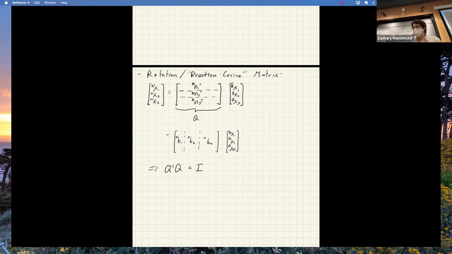Also, by extension then, this tells me that Q inverse equals Q transpose. That's the definition of the inverse, right? Q inverse Q equals identity. So therefore Q transpose equals Q inverse.